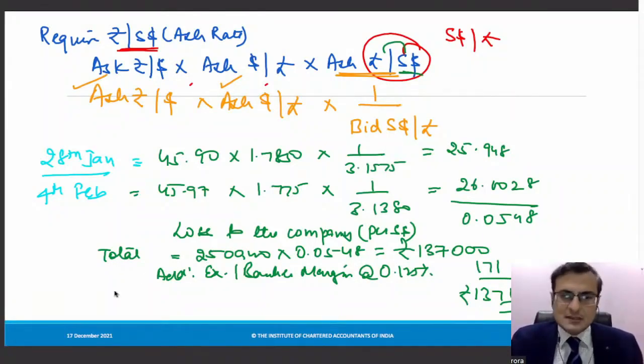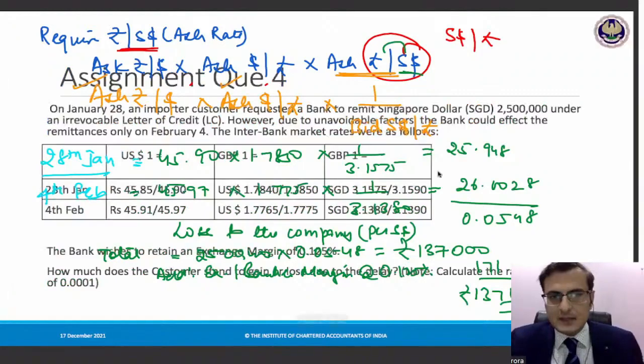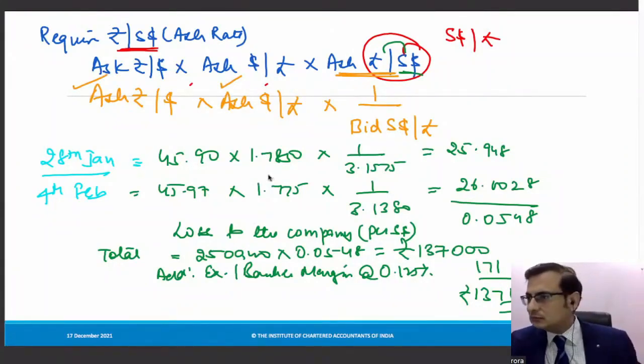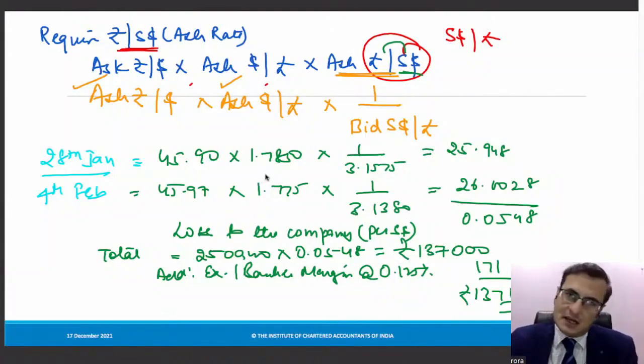Why? Because this is the quote which is available with us. Let me just show you. This is, 1 GBP is equal to Singapore dollars 3.175. So the quote was not available. Accordingly, once you change from ask to bid, then this will be there. So that is the concept.